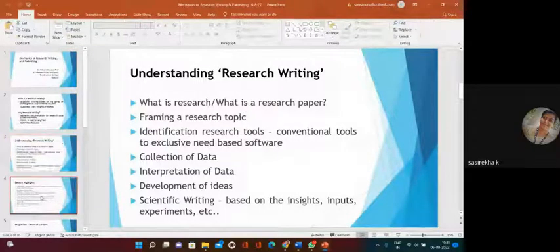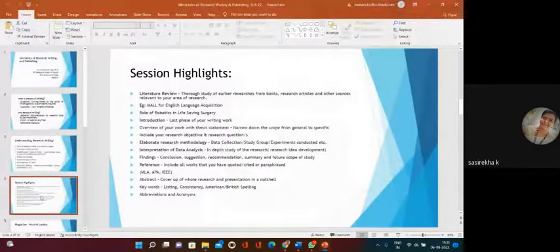Once after, I believe this would have given you a rough idea about research writing. Now, in this session, I would like to highlight the following topics. The previous speaker also talked about literature review, and let me also talk about the importance of literature review.